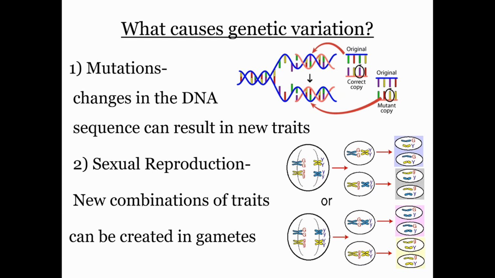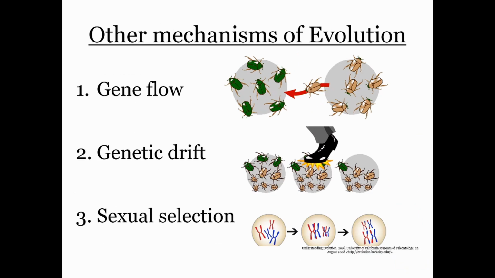Sexual reproduction allows us to create new combinations of these traits in gametes. This is one of the reasons why you don't look identical to your parents or your siblings. Every single time a new individual is created, those genes and traits get reshuffled into a new combination that may not have been seen before. Some other mechanisms include gene flow, genetic drift, and sexual selection.